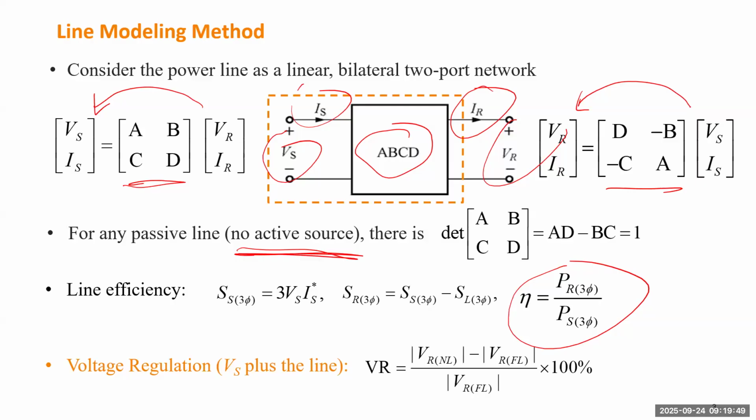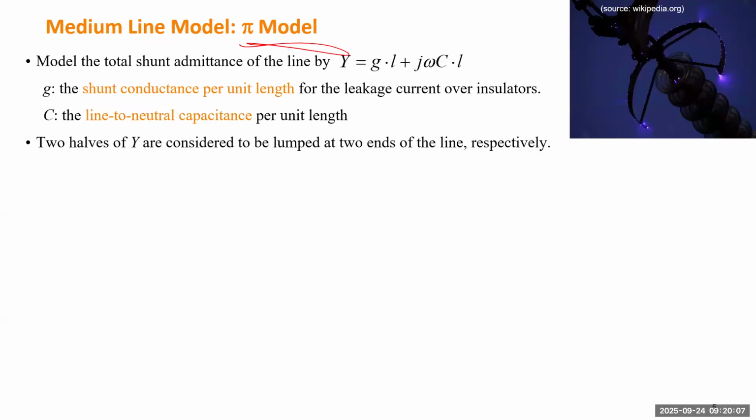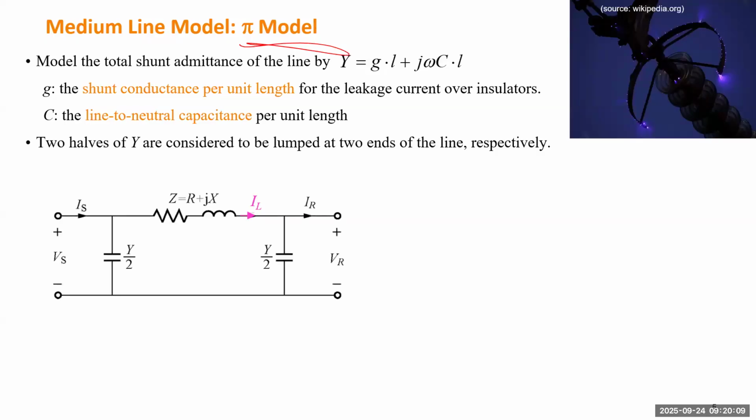Okay, that's what we discussed on Monday, and then we finished the introduction about the first medium line model. We call it the pi model. This model is widely utilized in most of the power system. The pi model will take this structure like pi. It's just the shape of pi.